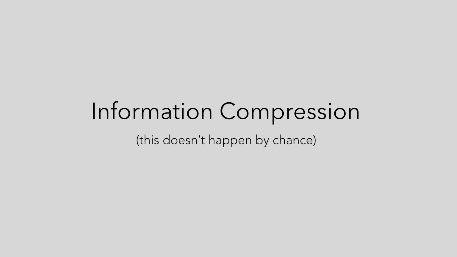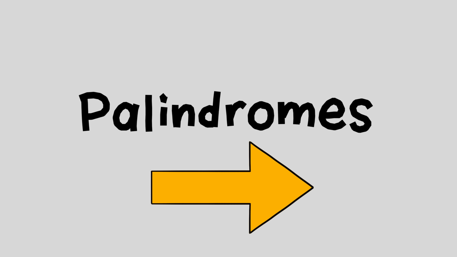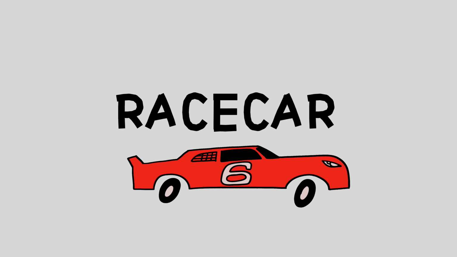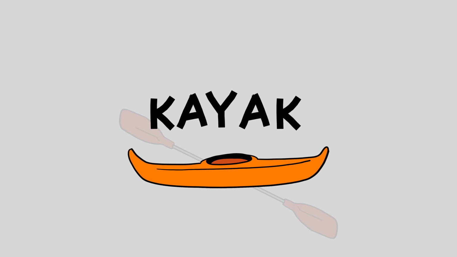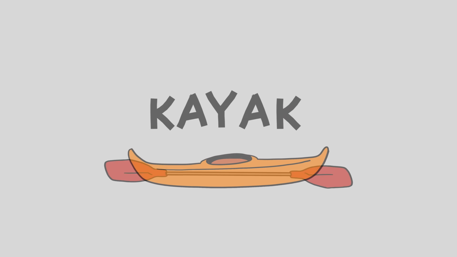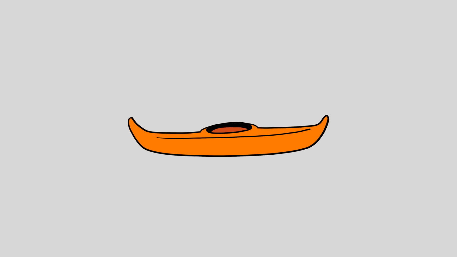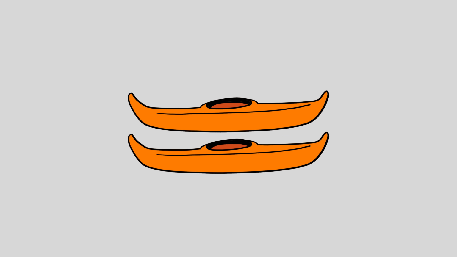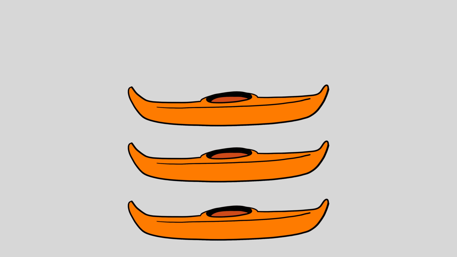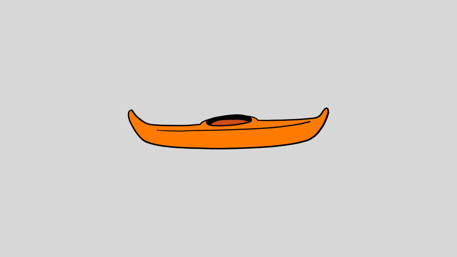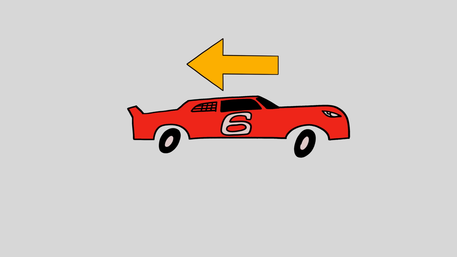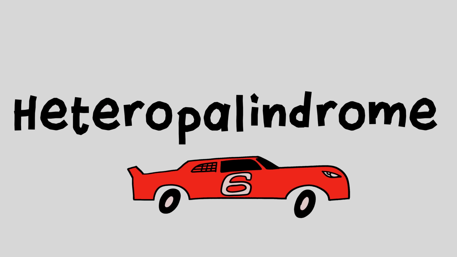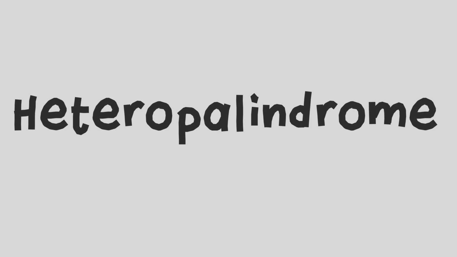This doesn't happen by chance. Maybe you've heard of palindromes. Words that have the same spelling forward and backward, like race car, tenet, kayak. It's a neat trick, but not quite information compression. You're not packing more information into the same amount of space. It's just redundant information. But what if you had words that spelled one thing forward and a different thing backwards? A heteropalindrome. That would be special.